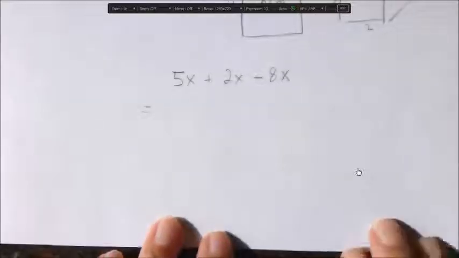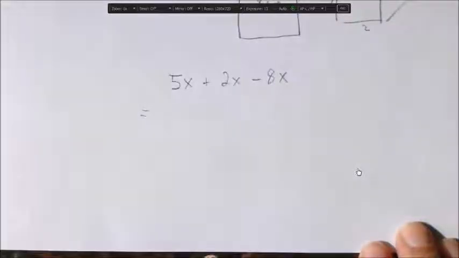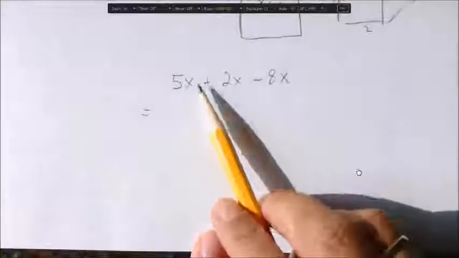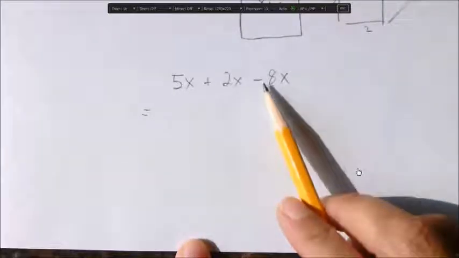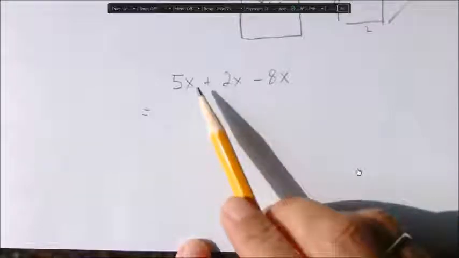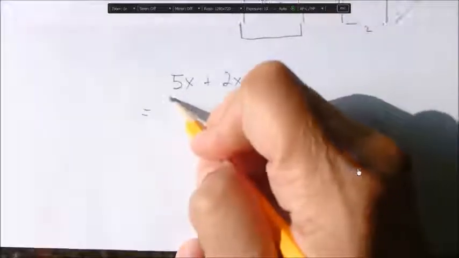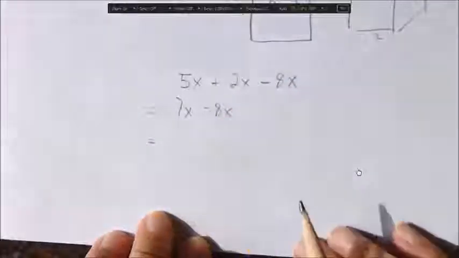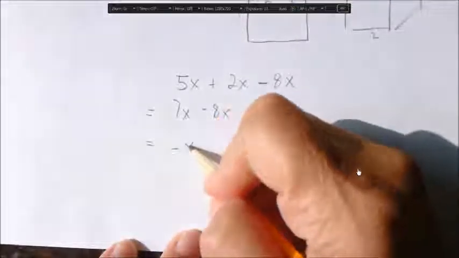So 5x and 2x, these are all the same objects. We're adding them up as if they're apples. 5 apples plus another 2 apples, and subtract 8 apples. So 5x plus 2x is 7x, and then we're going to subtract 8x. If I have 7 x's and I take away 8 of them, I'm left with negative x. Just with the coefficients, it's 7 minus 8, which is negative 1. So that's collecting like terms.